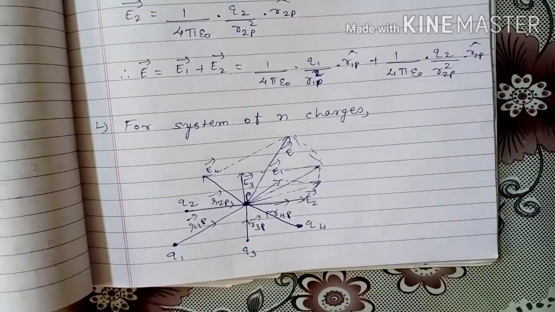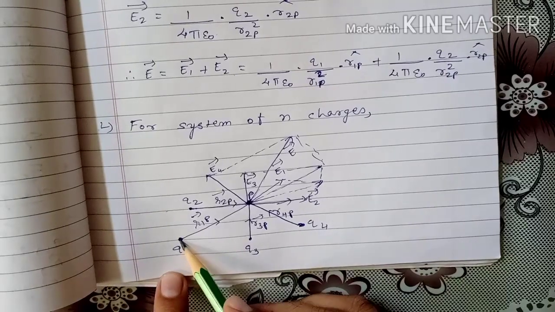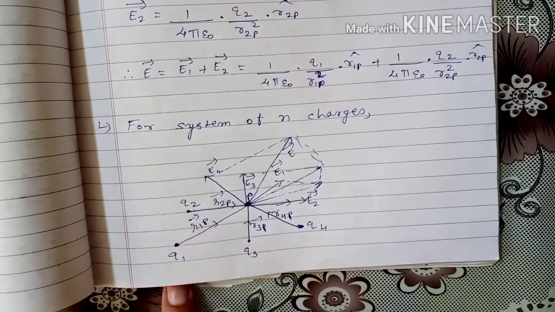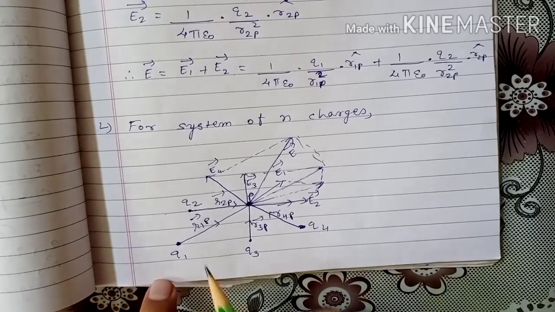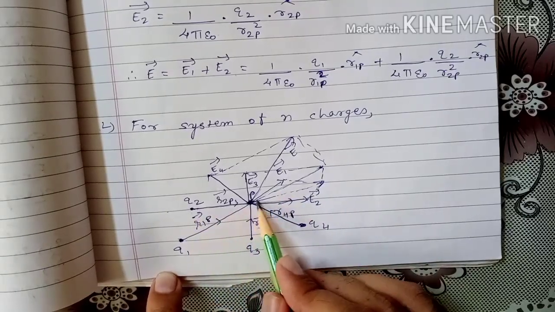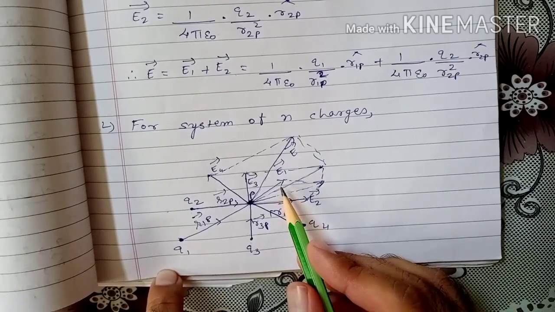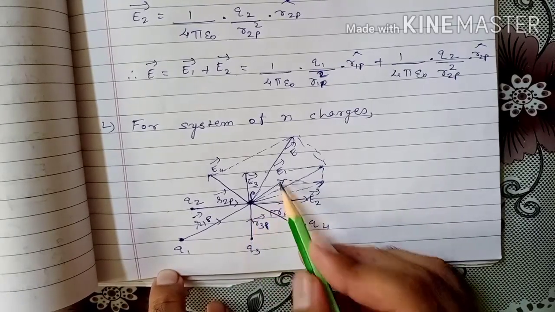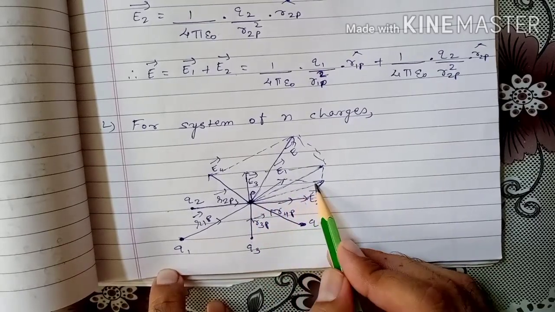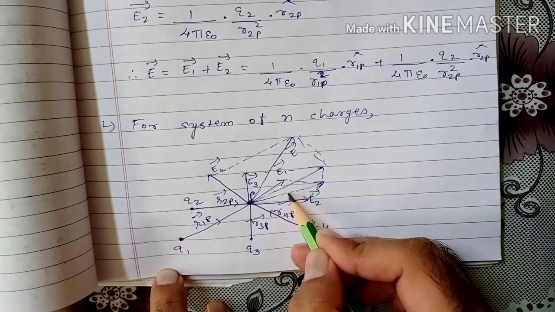Now if we have to find the field for a system of n charges, how can we find the net electric field? Here I have shown 4 charges, q1, q2, q3 and q4. First we have to observe the electric field due to the first charge and second charge. So the electric field due to the first charge is in this direction, and the electric field due to the second charge is in this direction. Now we have to find the resultant of E1 and E2. The resultant of E1 and E2 will be in this direction according to the law of parallelogram. Okay, it means this is E1 vector plus E2 vector.